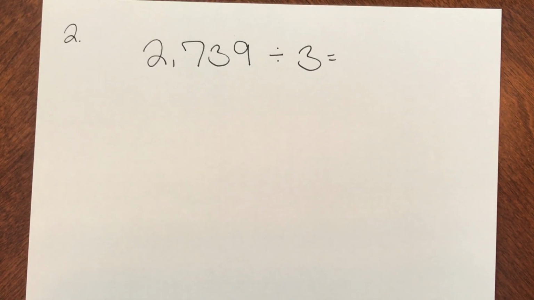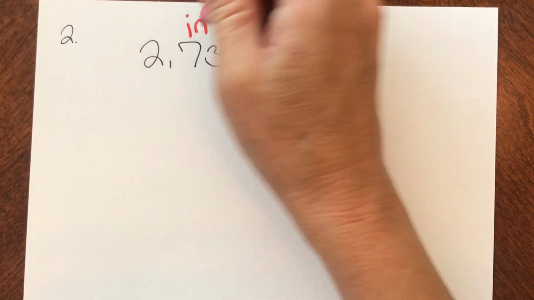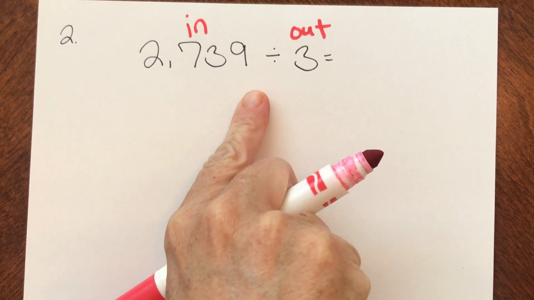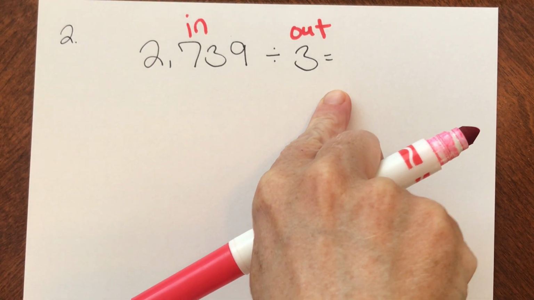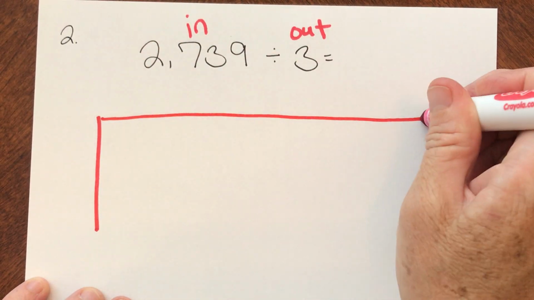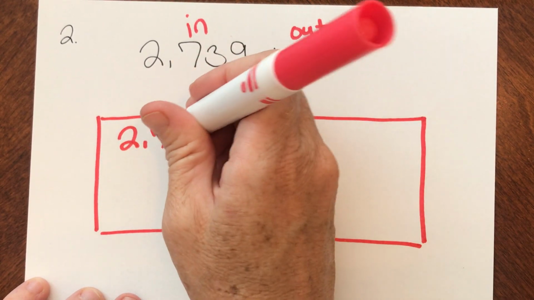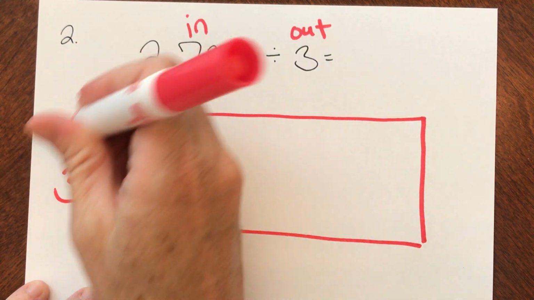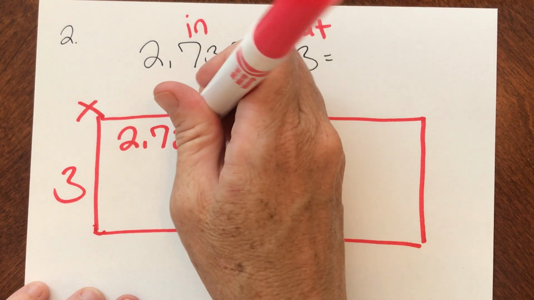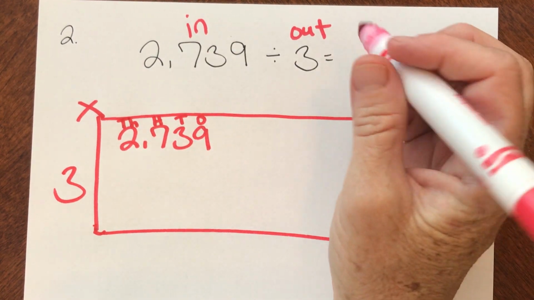Okay, let's see another one of these. Here's my next one. My dividend is 2,739 and my divisor is 3. So I'm going to first set up my rectangle and I'm going to put my dividend inside, my divisor outside, and I'm going to put a multiplication sign. Okay, and that's my ones, tens, hundreds, thousands.